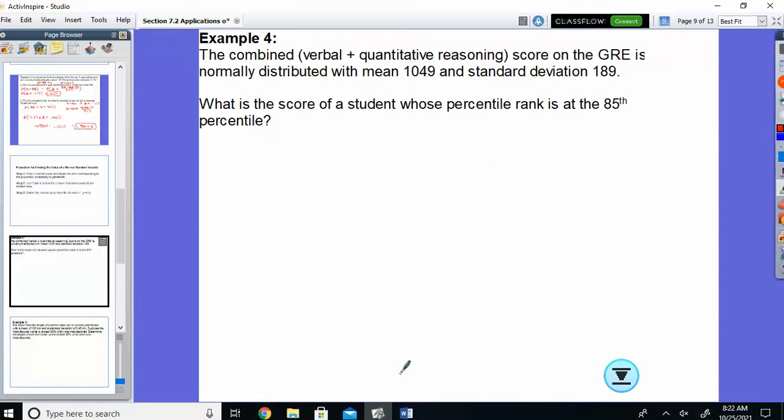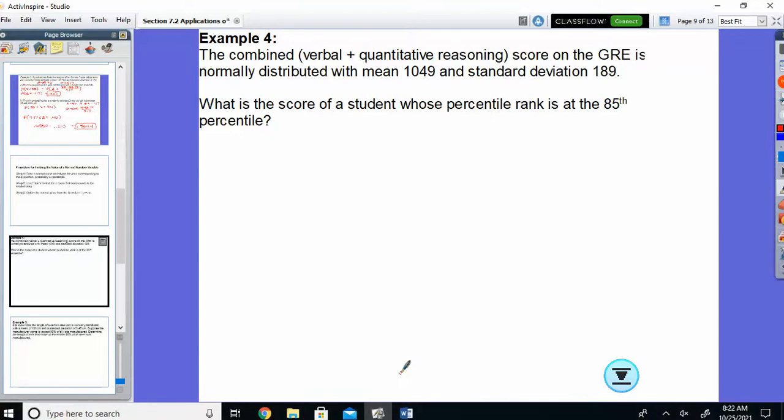So the combined verbal plus quantitative reasoning score on the GRE is normally distributed with a mean of 1,049 and a standard deviation of 189. What is the score of a student whose percentile rank is at the 85th percentile?